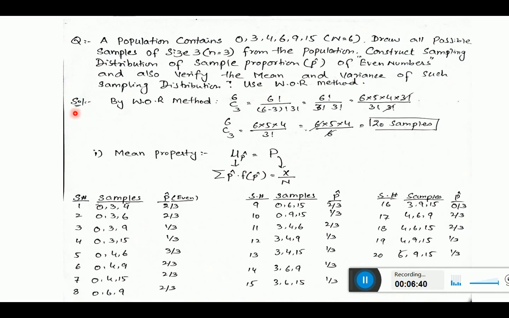Sol is the abbreviation of solution. Now the question will be shown with the without replacement method. Here I use the without replacement method. First, I am going to find out how many total samples I can calculate out of the 6 values.